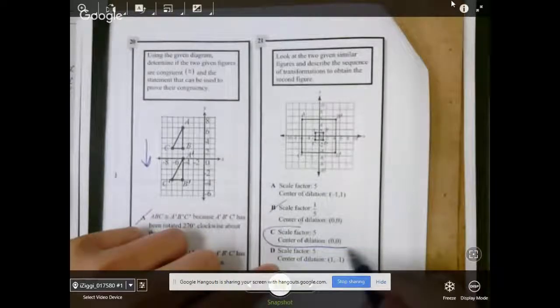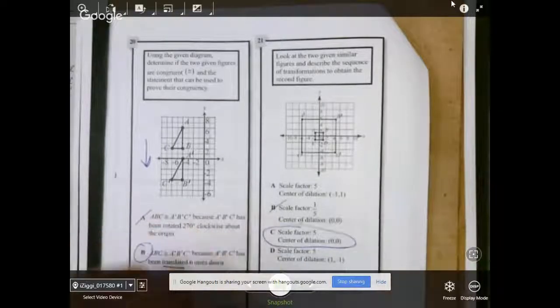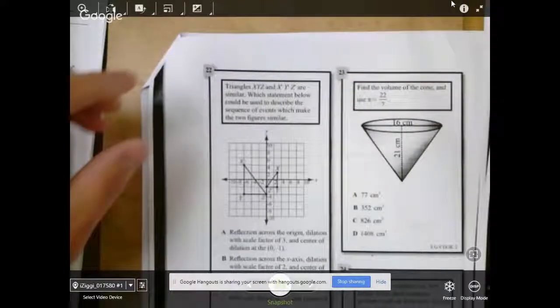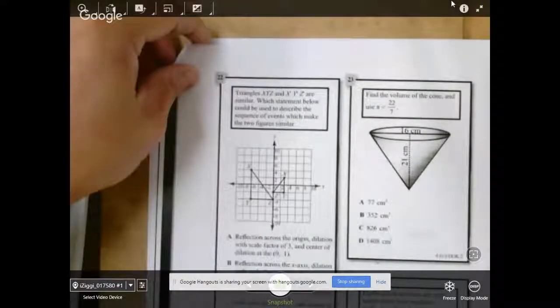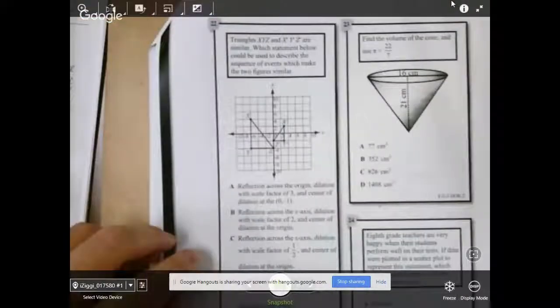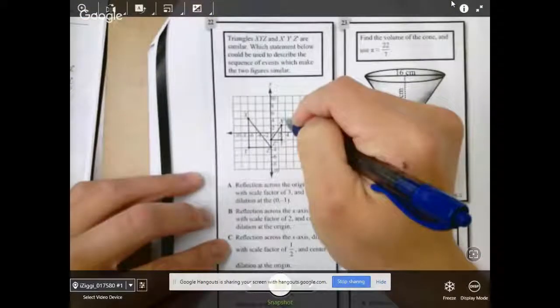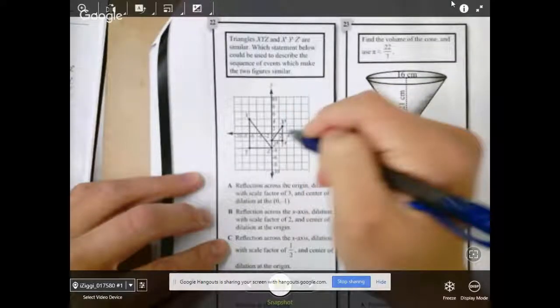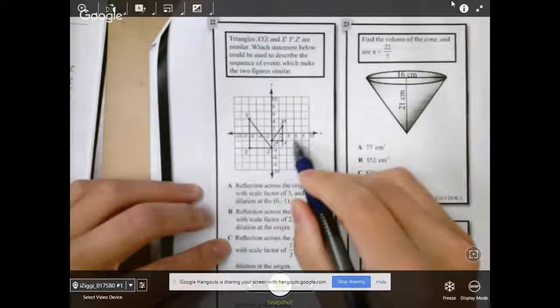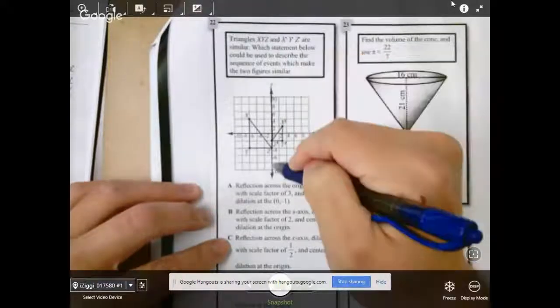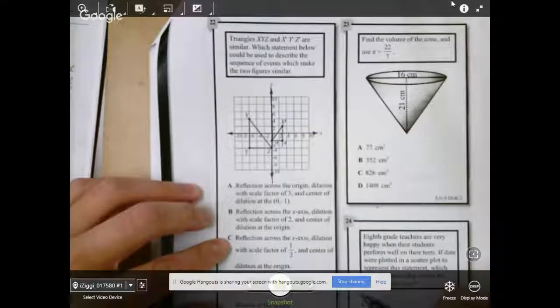Okay, number 22, another one of these. So for this one, there's the image. It has gotten smaller, and it's also been reflected across the y-axis. Since it's gotten smaller, the scale factor has to be less than 1.